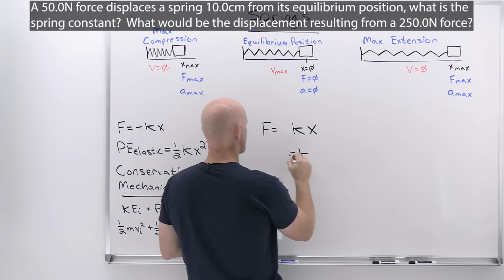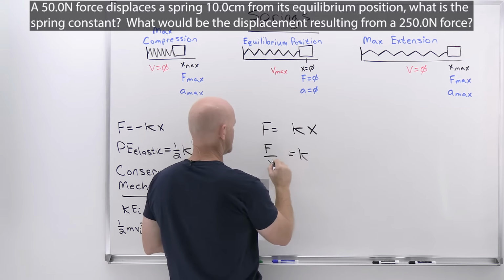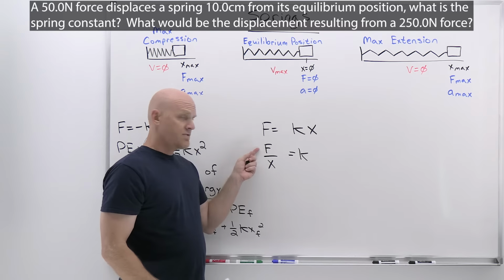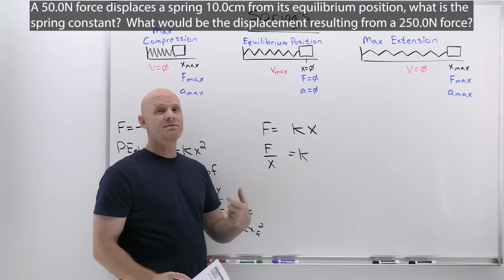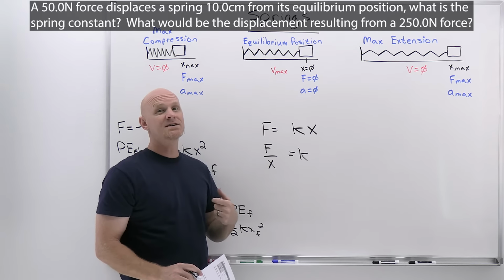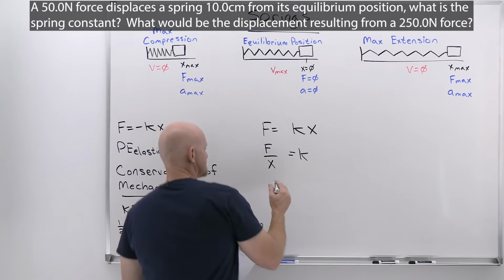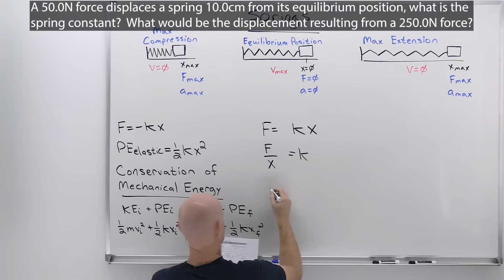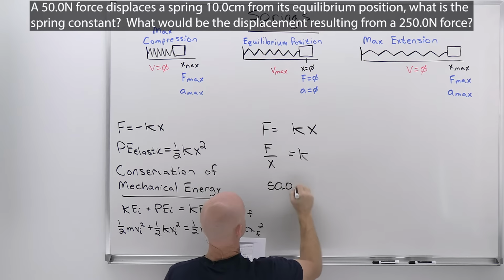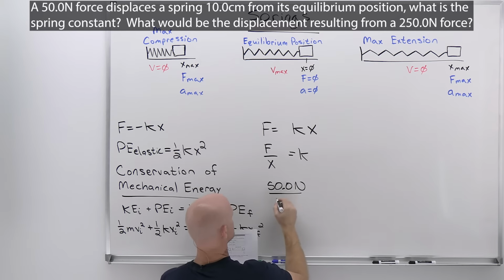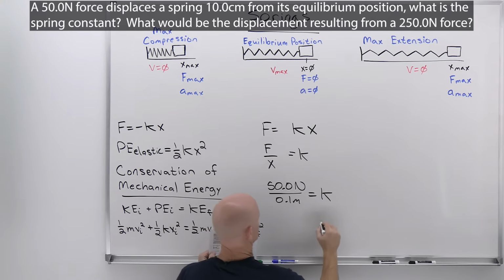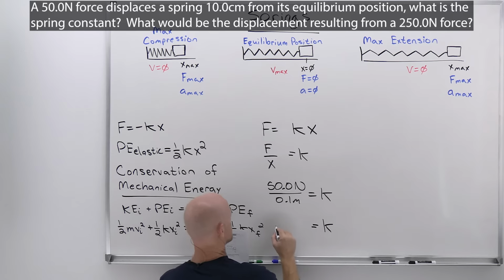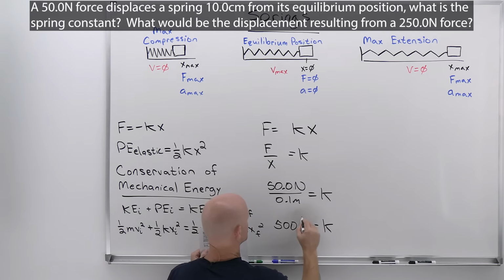All right, so in this case, we want to solve for that spring constant. Rearrange this. We can see the spring constant is equal to F over x. So force is newtons, x in SI units, displacement would be in meters, and the SI unit for a spring constant is newtons per meter, which is the way this should work out. So again, that's 50.0 newtons over 10 centimeters, which would be 0.1 meters. We can see this is going to come out to 500 newtons per meter.